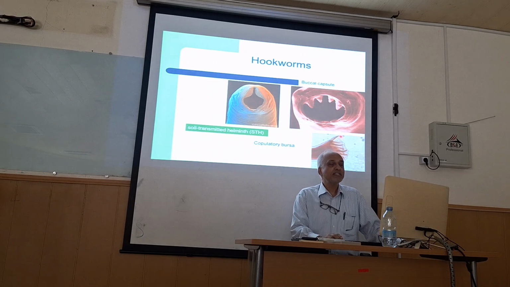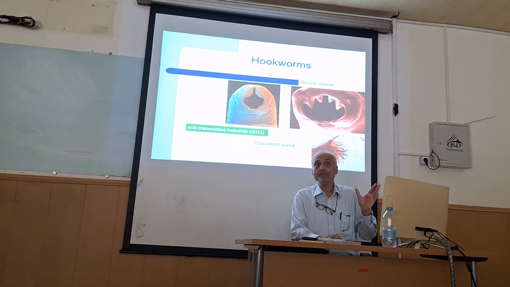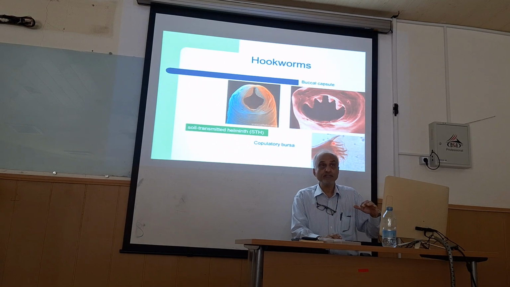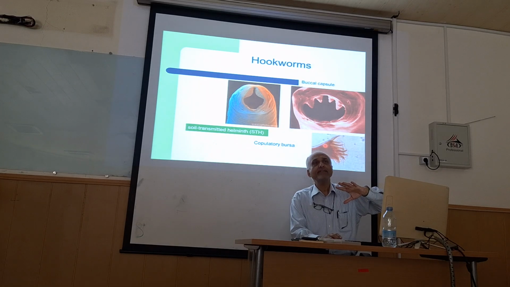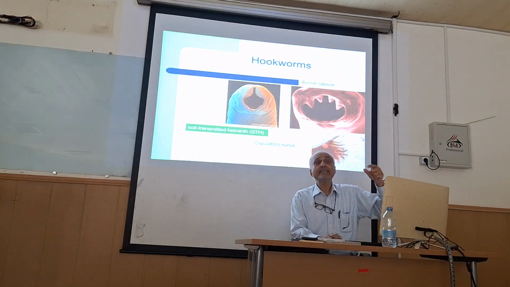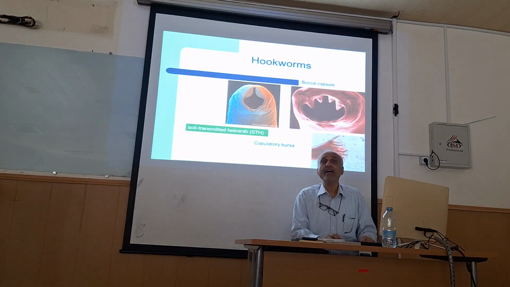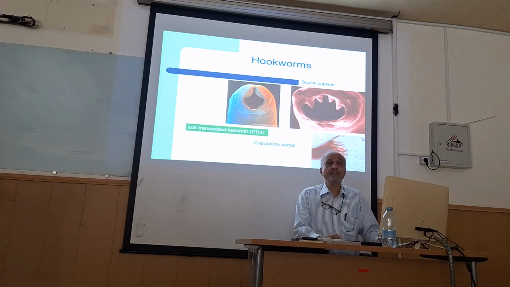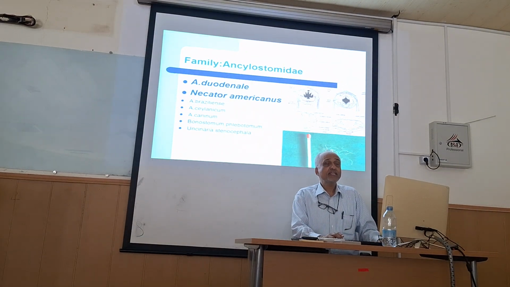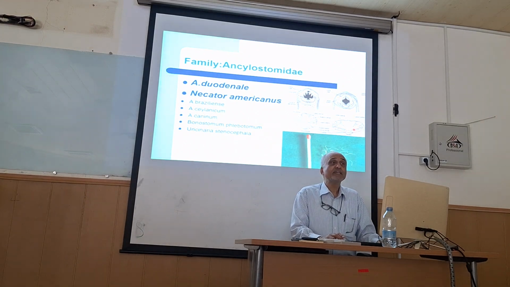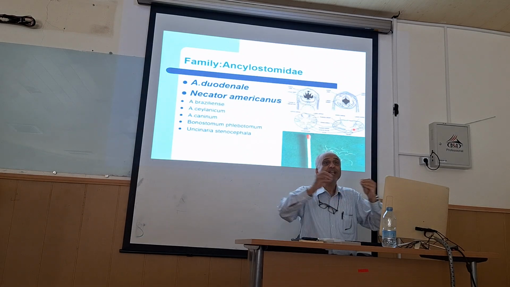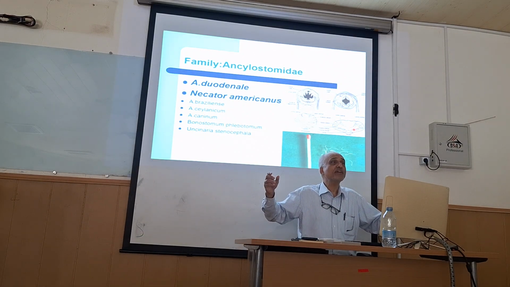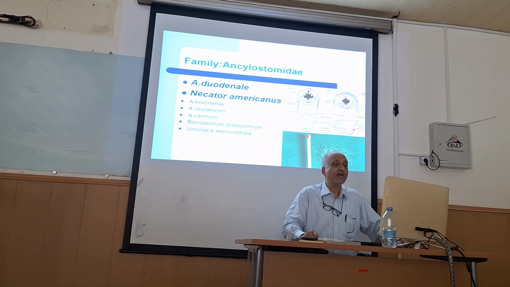But the posterior end of both worms, Necator and Ankylostoma: the female posterior end is very simple, but the male posterior end is equipped with a copulatory bursa. At the posterior end of both worms, you can see spicules, thread-like spicules. The spicules of Necator americanus are outside, and the spicules of Ankylostoma duodenale as well.